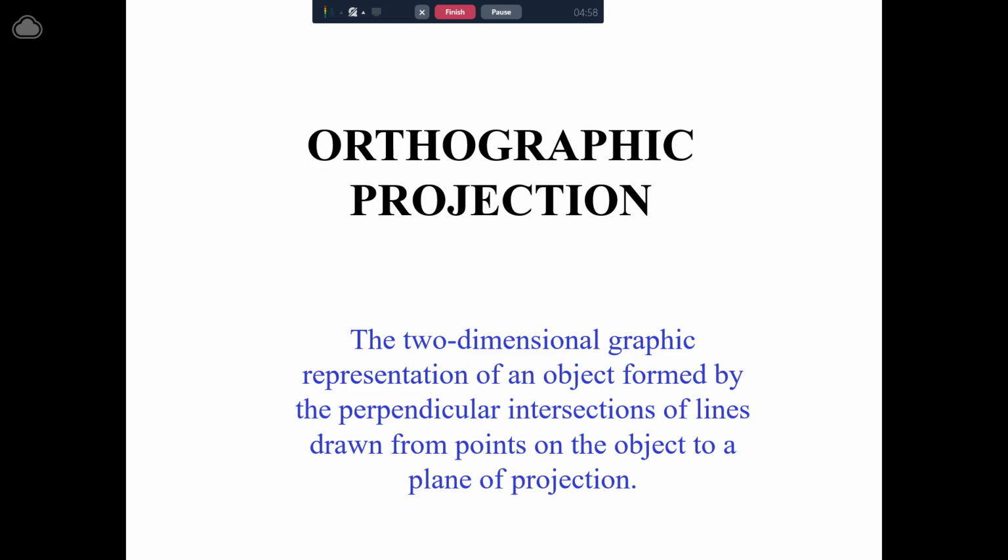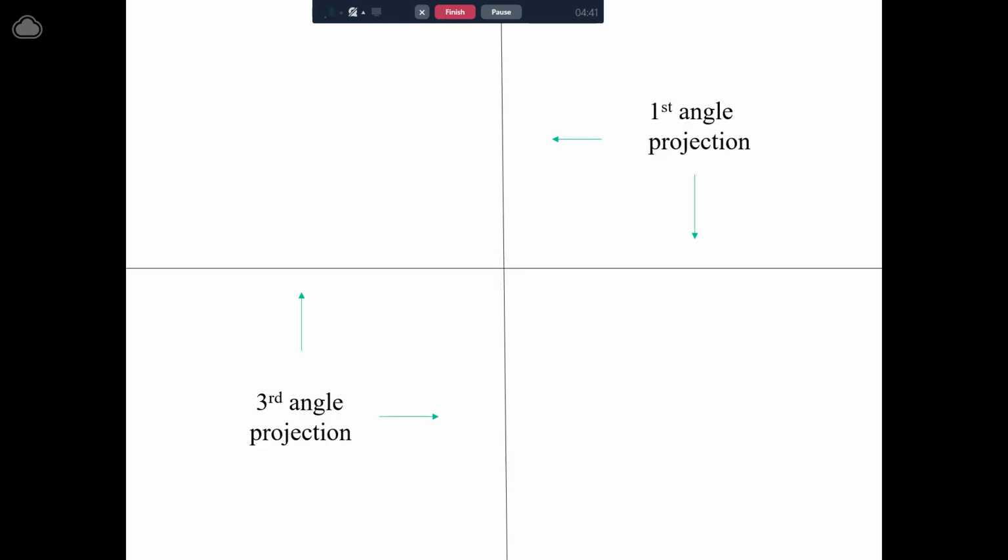Okay, so today we're going to cover orthographic projection. Orthographic projection's definition is a two-dimensional graphical representation of an object formed by two perpendicular intersections of lines drawn from a point on an object to a plane of projection. Okay? So the two main types are first angle and third angle projection.